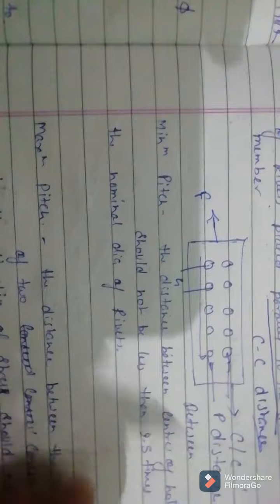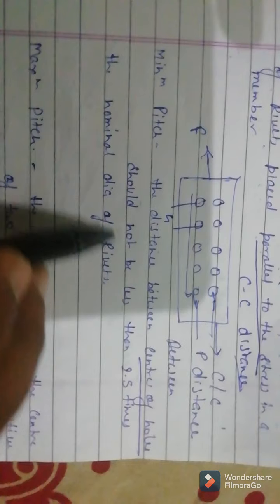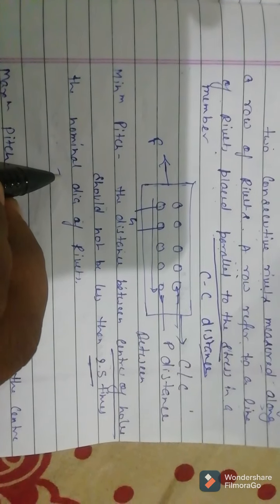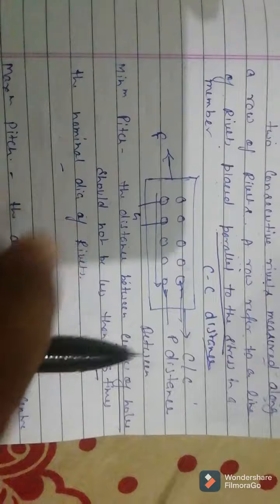Now the minimum pitch. We have to define what the minimum pitch should be. When you are designing rivets, there should be a maximum and a minimum, so that failure does not occur frequently due to riveting. The minimum pitch, that is the distance between the centers of holes, should not be less than 2.5 times the nominal diameter of the rivet.